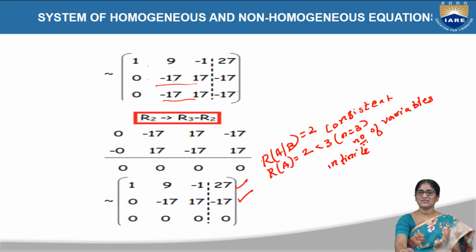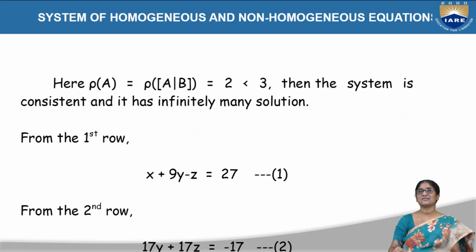Why? Because you can see that there are only two equations in hand, and the values you need to find are 3. So it is not possible. In order to find the 3 unknown values, 3 or more equations should be there. But if it is less than 3, at least one variable you need to assume as k, so that you can get the other values in terms of k. So here R of A is equal to R of A by B, which is equal to 2, which is less than 3. Then the system has infinitely many solutions.